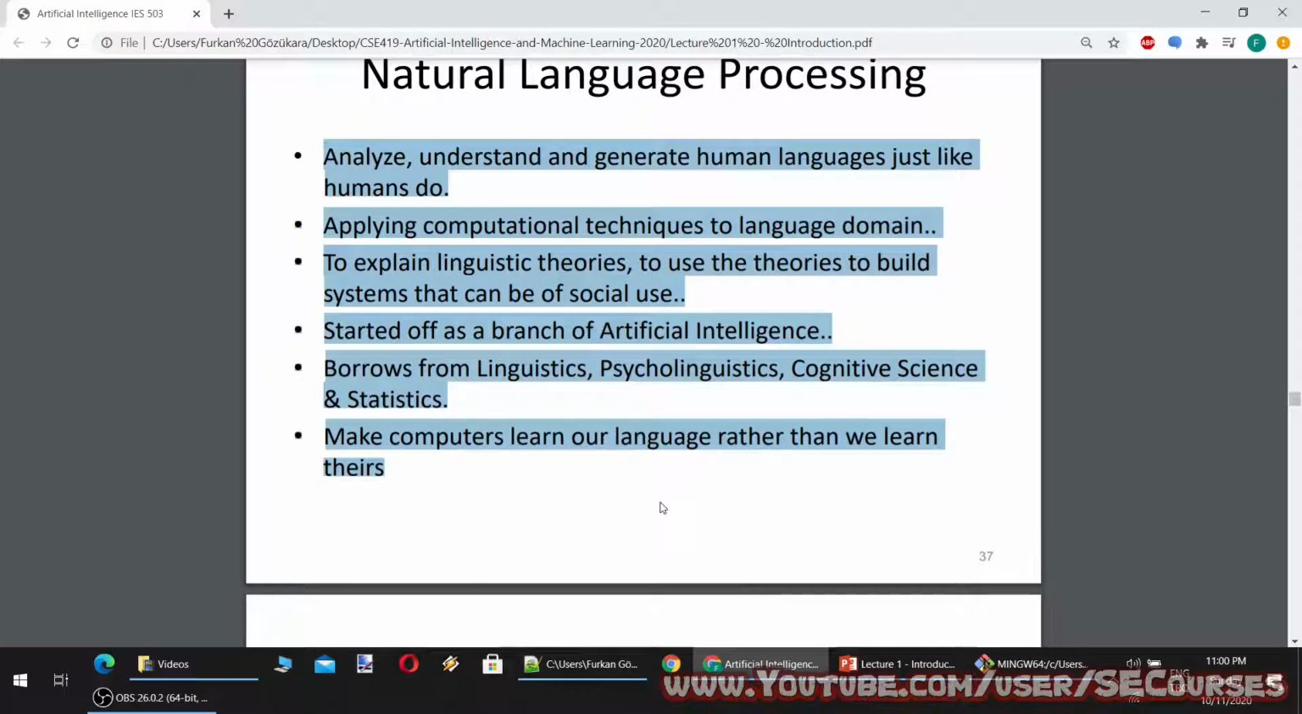Analyze, understand and generate human languages just like humans do. Applying computational techniques to the language domain, to explain linguistic theories, and to use the theories to build systems that can be of social use. Started off as a branch of artificial intelligence. Borrows from linguistics, psycholinguistics, cognitive science and statistics. Make computers learn our language rather than we learn theirs.